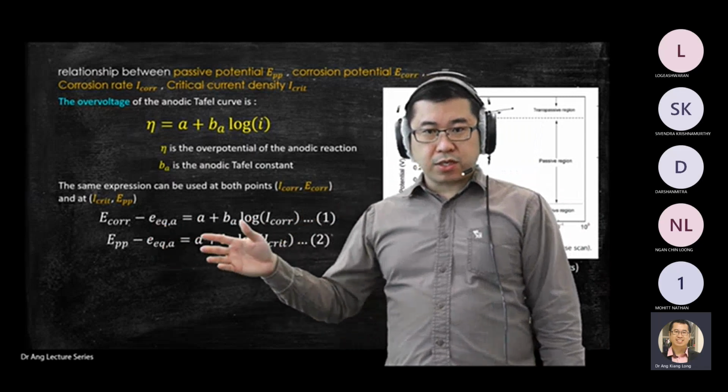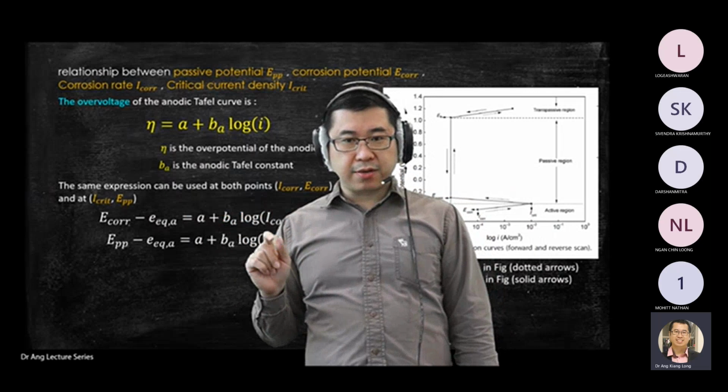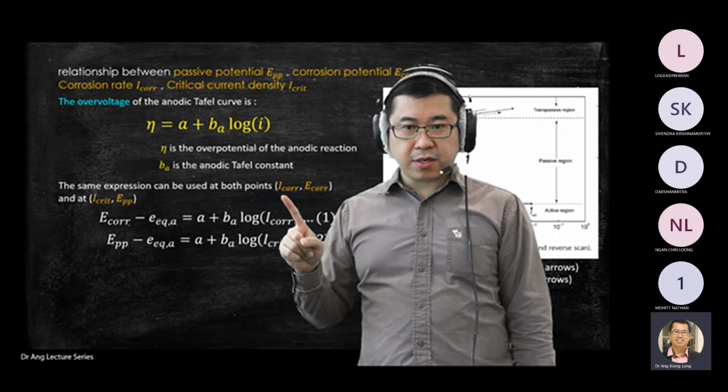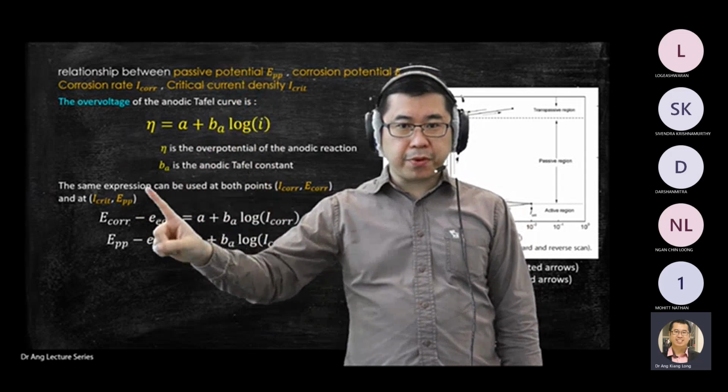Put back the equation that we learned. So we have two points, just now: one point is the corrosion point, and one point is the passive potential point.